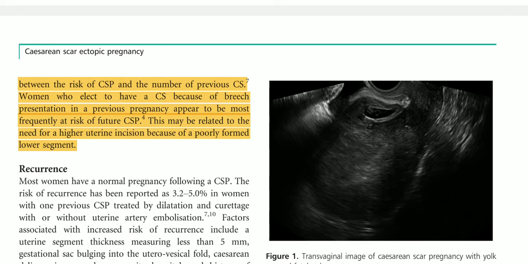Women who elected to have a cesarean section because of breech presentation in the previous pregnancy appear to be most frequently at risk of future cesarean scar pregnancy. So if the question is asked which type of presentation is the most important risk factor, that is the breech presentation, and this may be related to the need for a higher uterine incision because of the poorly formed lower segment. The reason behind this is that in case of breech, the lower uterine segment is not properly formed, so there is a need for a high uterine incision.